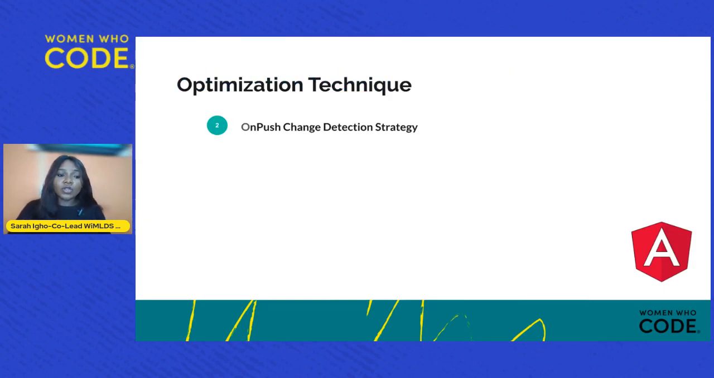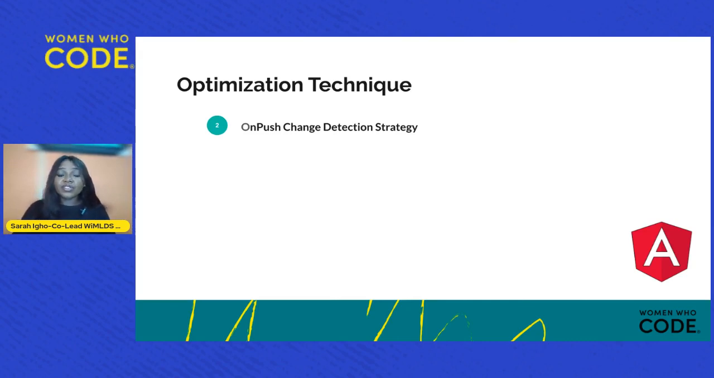So moving on, we have the OnPush Change Detection Strategy. This is another technique for performance optimization in Angular. So there are actually two change detection strategies in Angular, right? We have the default strategy and we have the OnPush change detection strategy. It is better off to use the OnPush.